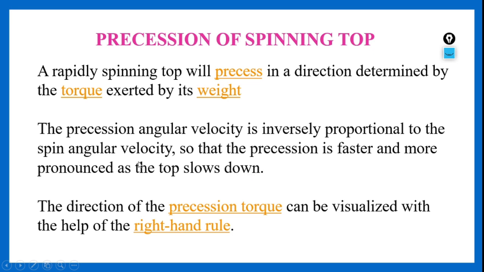You might have observed that when the top's spin is slowed down, that means its velocity is slowed down, then the precession is faster. When the top has less velocity, its precession angular velocity will be more compared to the spin angular velocity. That means they are inversely proportional. If spin angular velocity is less, then precessional angular velocity will be more. The direction of the precession torque can be visualized with the help of the right hand rule.